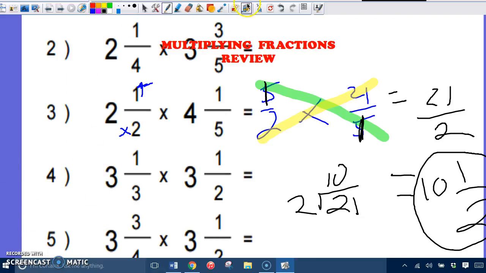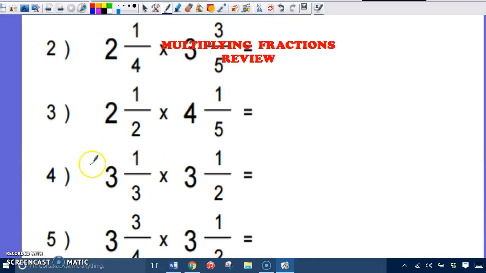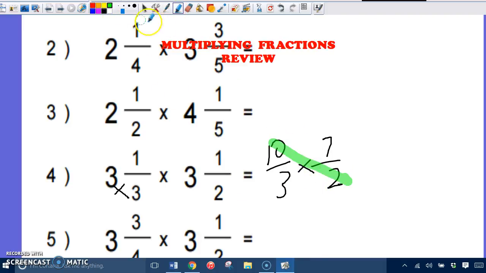Let's see. I think I might actually be able to do one more. Number 4. 3 times 3 is 9, plus 1 is 10. So I have 10 over 3. 3 times 2 is 6, plus 1 is 7 over 2. Reducing diagonally, going this way, and going this way. Now, I already know that these are not going to reduce, but these will.